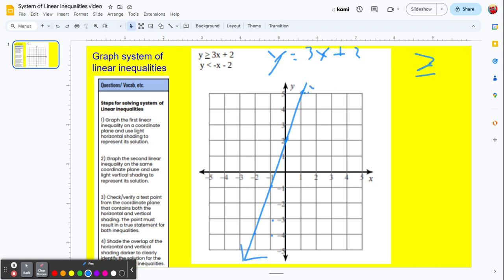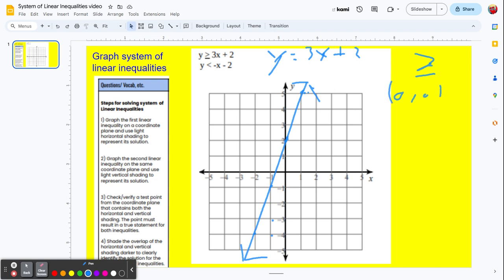Now we have to figure out what side to shade. So we're going to do a test point, and we're going to shade the truth. In our class, we teach students to test both sides just in case you make a mistake. A lot of times you'll catch that mistake if you get true, true, or false, false. An easy point to test is 0, 0. In this case, 0, 0 is located to the right of the blue line.